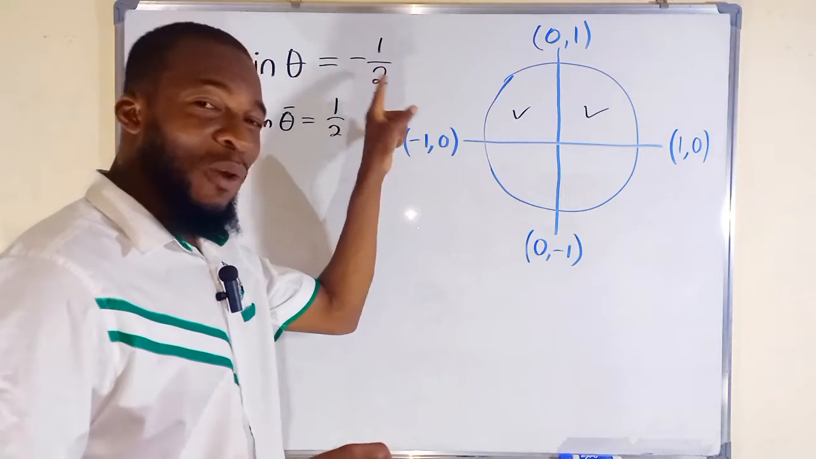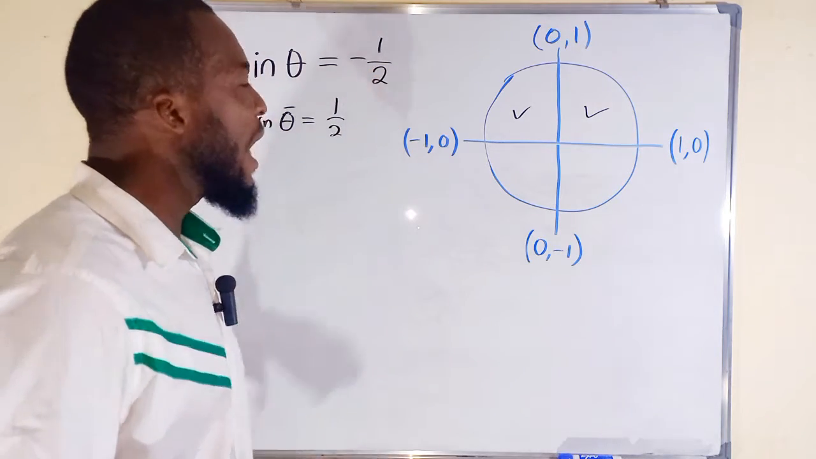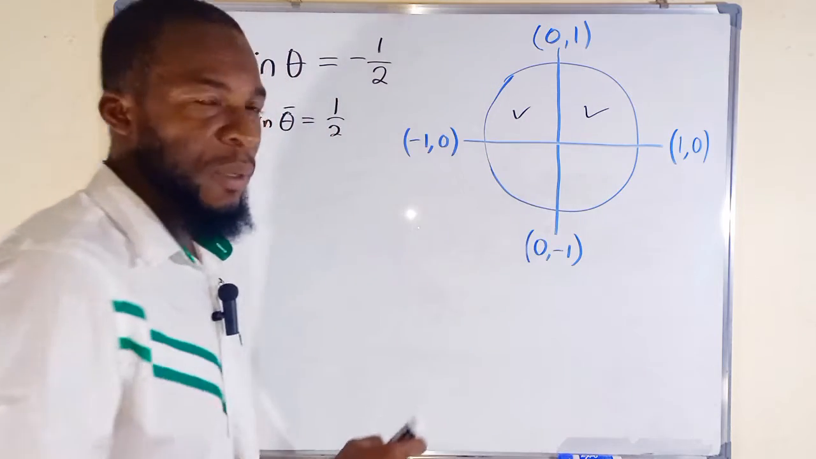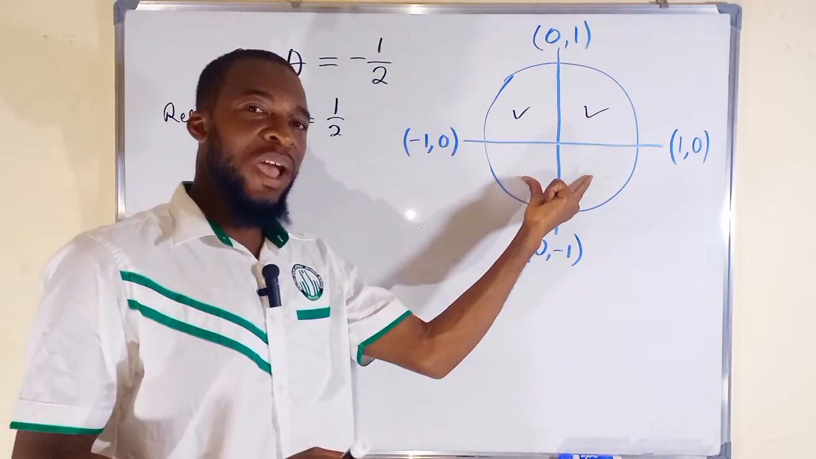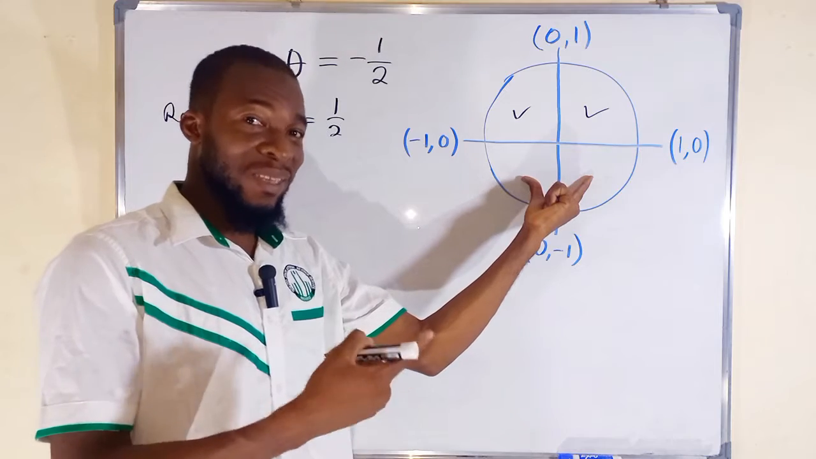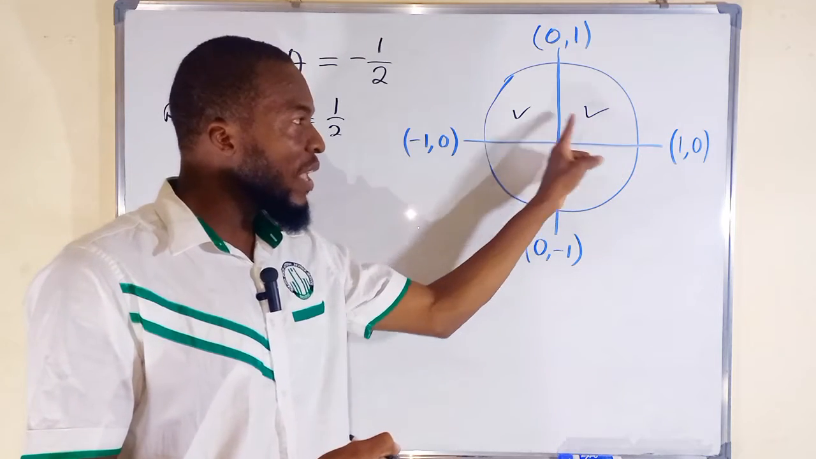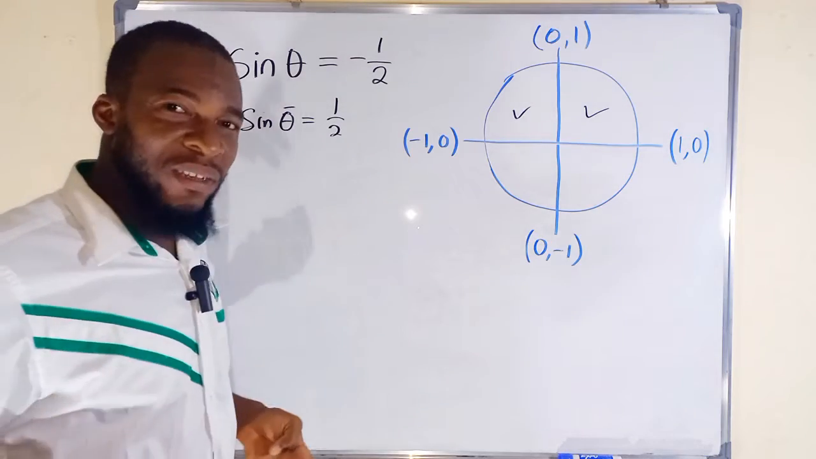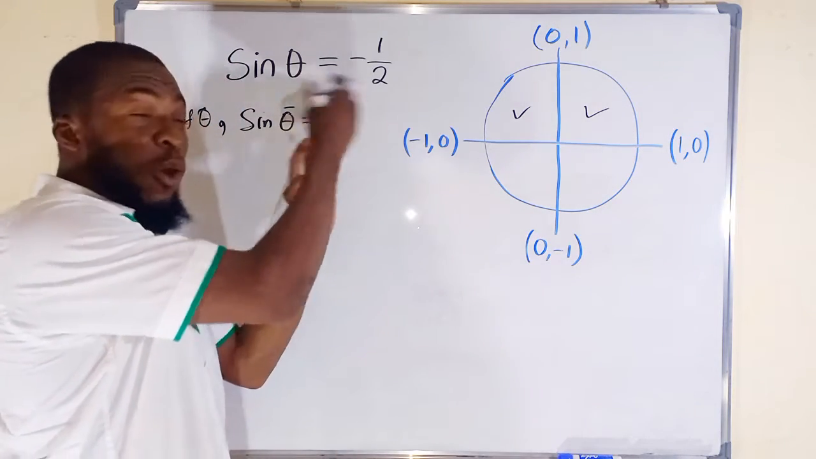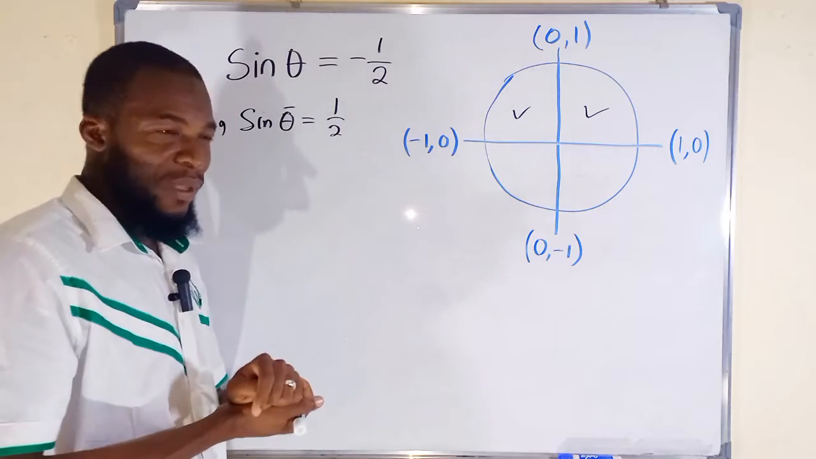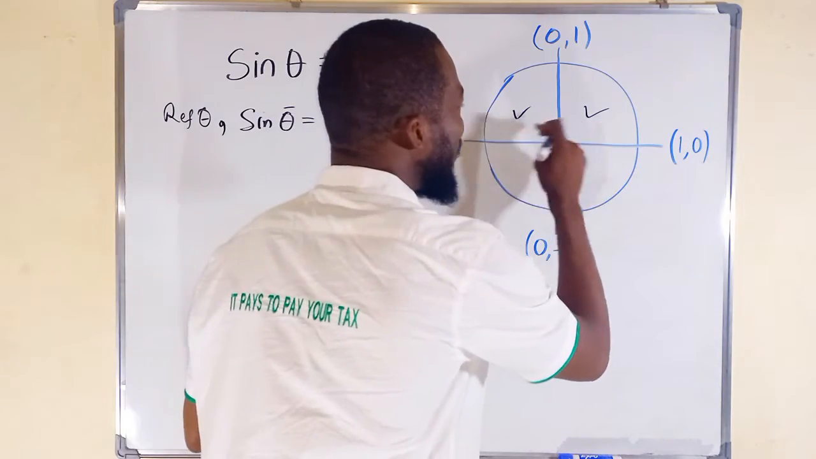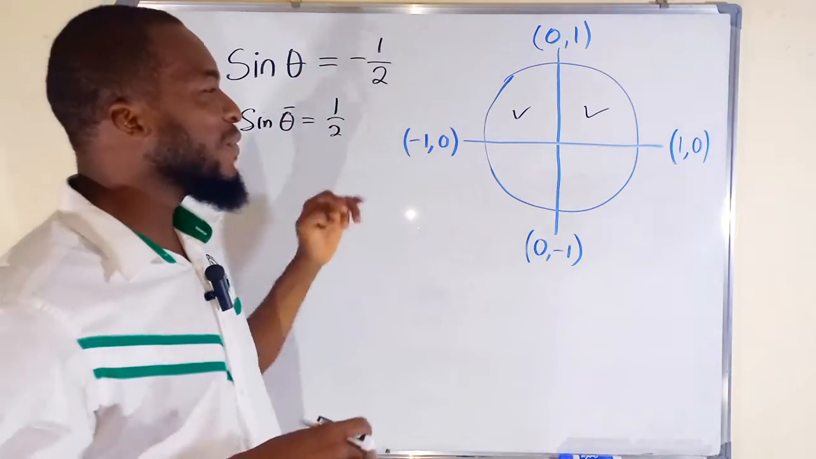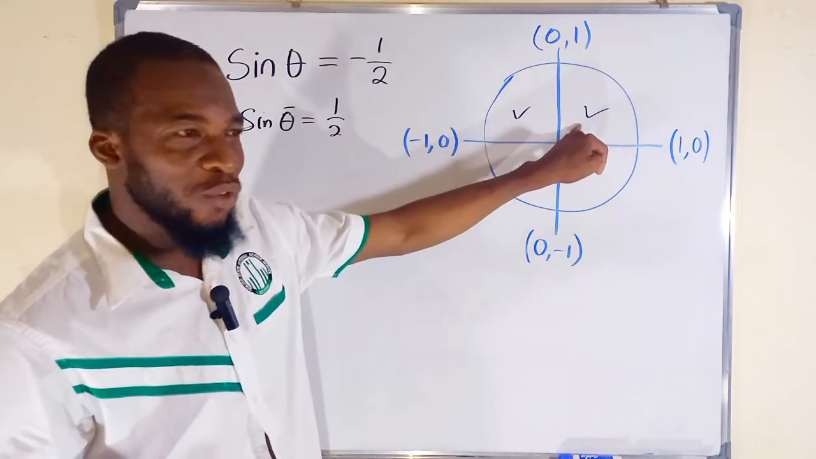But do not forget about our initial equation, which is negative. Our solution must be in the third and the fourth quadrant, because these are the only places where the sine function is negative. But it is positive here and here. So if we use the reference angle, assuming that the output of the equation is positive, definitely we'll get two solutions, one here and the other one here. But our main concern is the reference angle, which is always in the first quadrant.